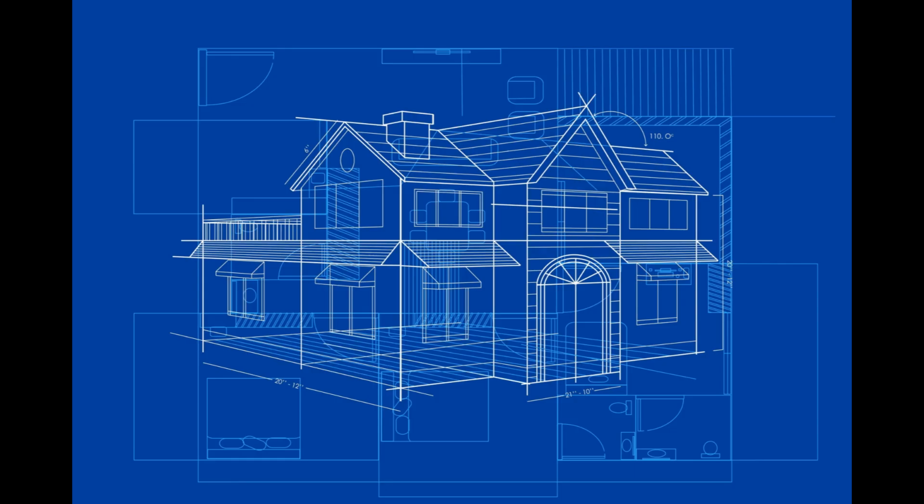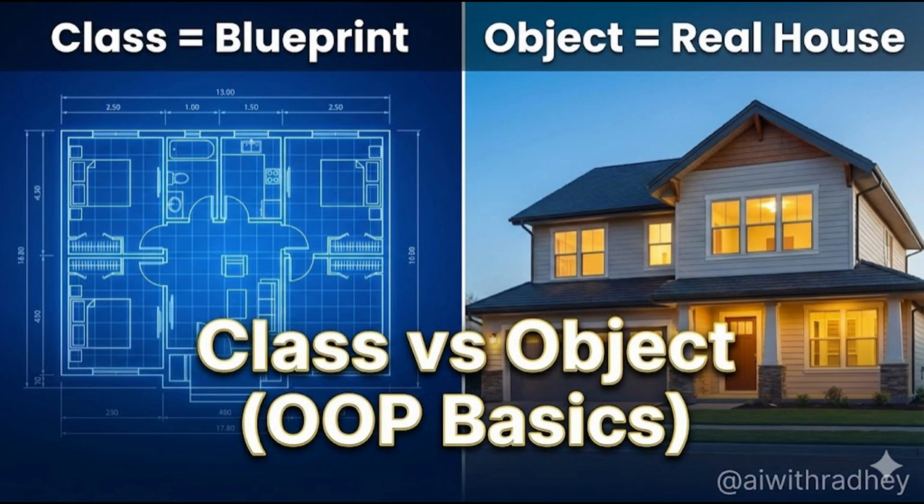Up until now, we've been writing code like a recipe, step-by-step instructions. OOP is different. It's about modeling the real world. Think of a class as a blueprint for a house. The blueprint isn't the house itself. You can't live in it. But you can use that one blueprint to build infinite actual houses. Those actual houses are called objects.